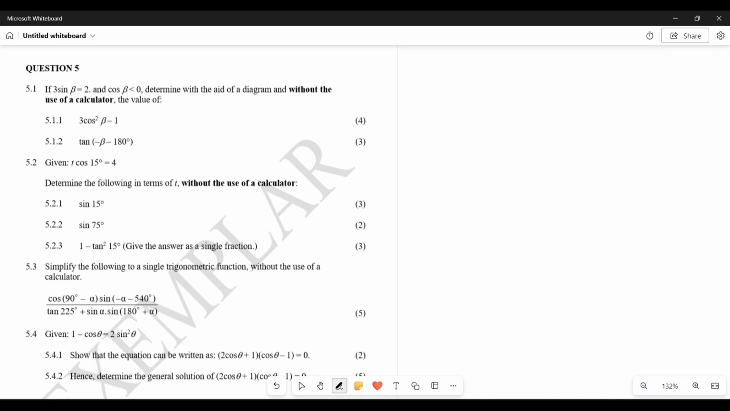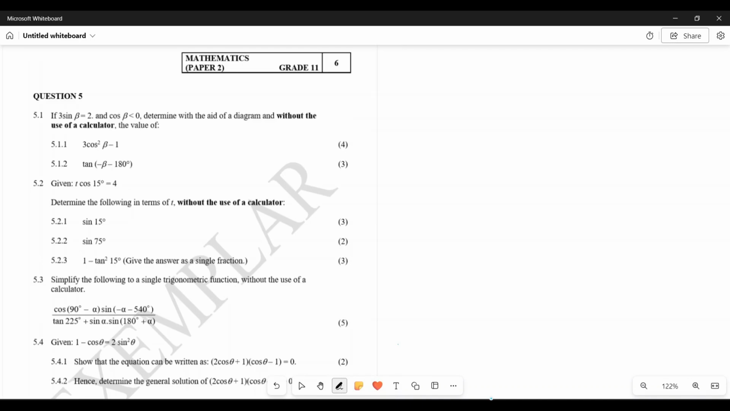Now, question 5, they're telling us that if 3 sin b is equal to 2, and cos b is less than 0. Now, this is important, and you will see what I mean by that.